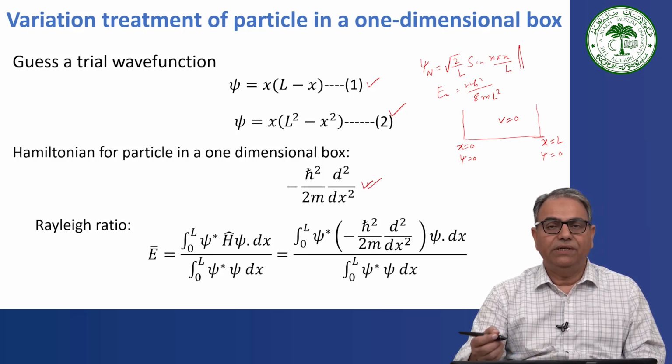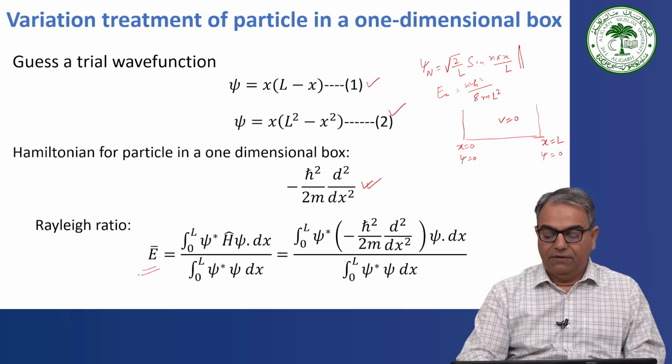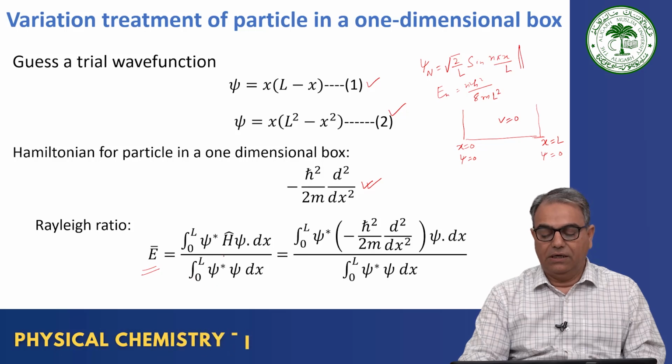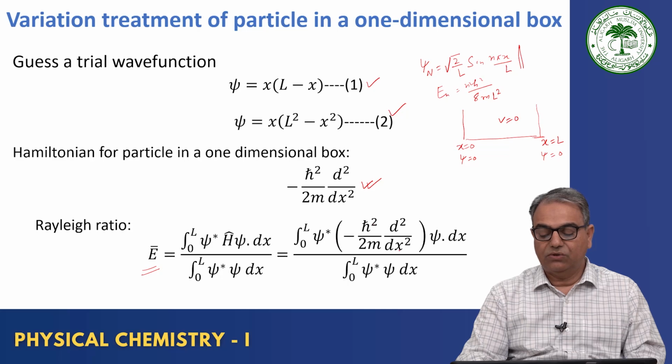So the Hamiltonian is minus h cross square divided by 2m d square by dx square. And again, you have to do variation treatment. So you will use the Rayleigh ratio to find out the energy, and this Rayleigh ratio will be like this: integral of psi star H psi dx divided by integral of psi star psi dx, from 0 to L. Now the limit of the integral is 0 to L. So what do you write? Psi star times minus h cross square divided by 2m d square by dx square psi dx, and in the denominator it will be psi star psi dx. This you can write very easily.